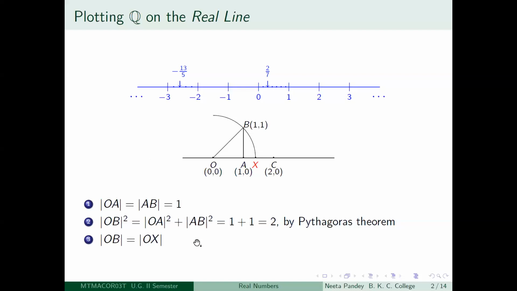So let us just list out what all is happening here. The length OA and the length AB are equal to 1, and by Pythagoras theorem, the length OB squared is going to be length OA squared plus length AB squared. So that is going to be equal to 1 plus 1, which is equal to 2. Not only that, you have drawn a circle with the radius OB. So your length OB is going to be equal to length OX. So what can you deduce is that the square of the length OX is going to be equal to 2.